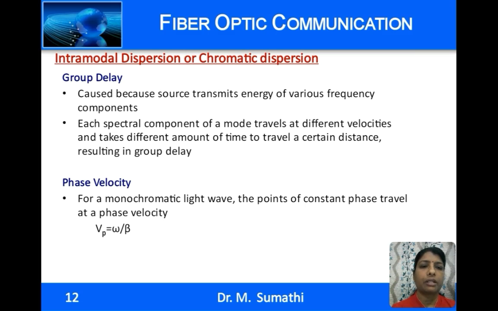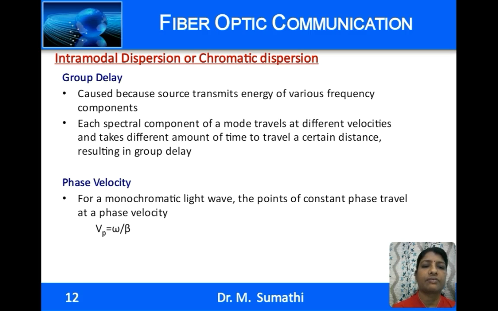Before looking into material and waveguide dispersion, we shall get familiar with some of the terms and derive the general parameters for intramodal dispersion, and then we shall take up material and waveguide dispersion separately. So, first is group delay. This is again because the source emits light of finite spectral component. The various frequency components travel at different velocities and take different amounts of time to travel a certain distance. So, this causes group delay.